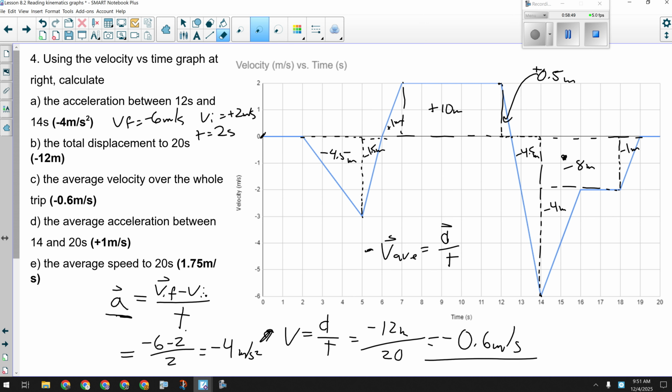For D, average acceleration. Can I use that formula for D? Because it says between 14, that's here, and 20 seconds, that's here. Pretty sure I can read initial and final velocities off of the graph, and I'm pretty sure there's 6 seconds between 14 and 20 seconds.